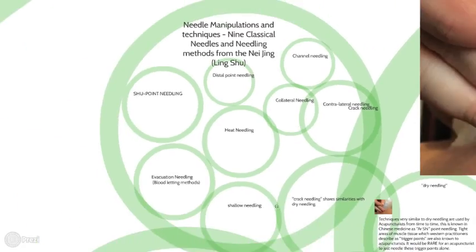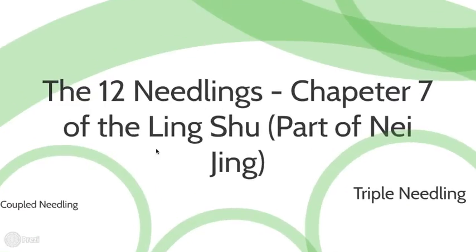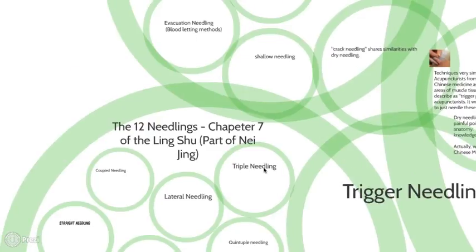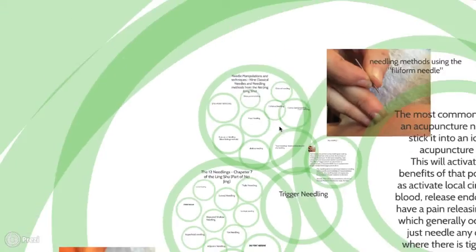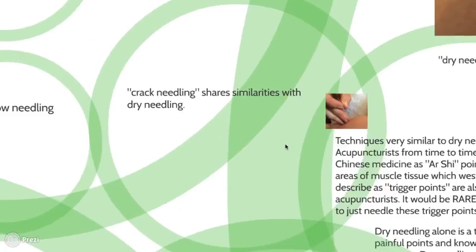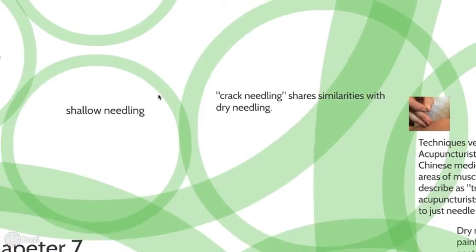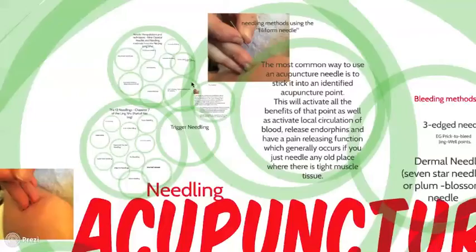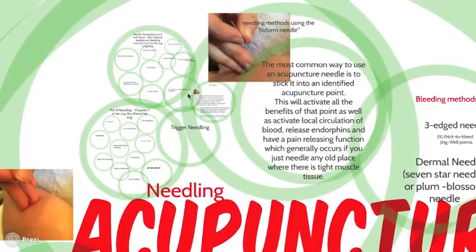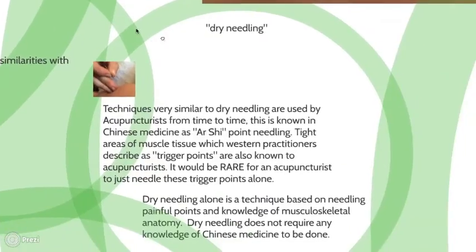There's also the description of the 12 needlings in Chapter 7 of the Ling-Shu, and these are different kinds of things. So triple needling, for instance, is using 3 points into the one acupuncture point or area. Now, what's interesting is that the crack needling that's described in the Ling-Shu area, you can see this little circle overlapping, actually it probably most resembles the idea or the concept of dry needling.